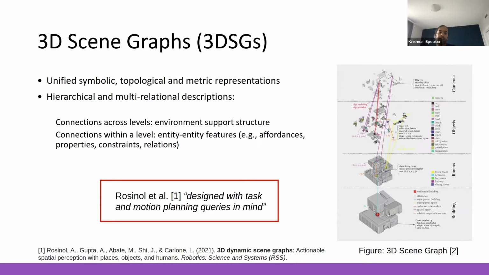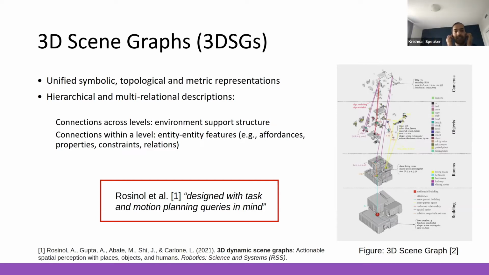In the last couple of years, I think this was Luca Carloni's group at MIT, and at the same time, there was also, I think, Jitendra's group from Berkeley, or perhaps it was a group from Stanford, trying to propose this formalism called a 3D scene graph.